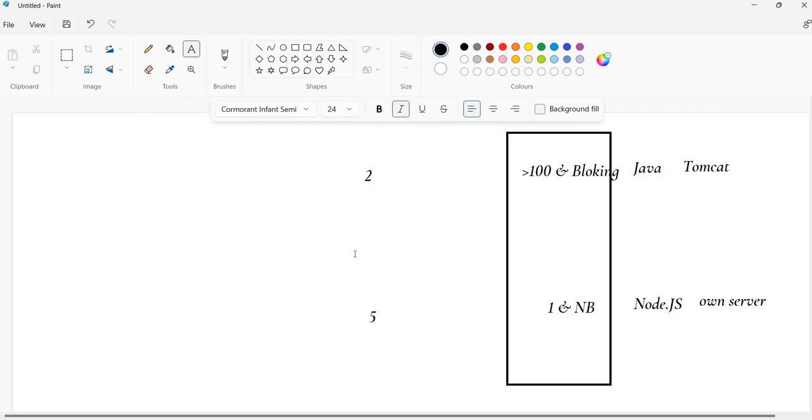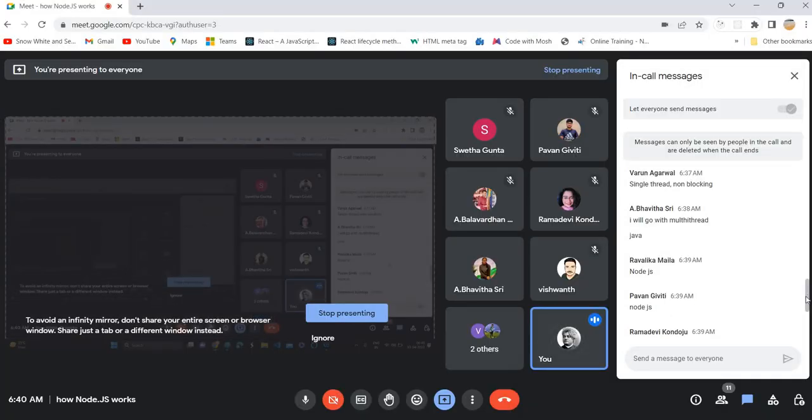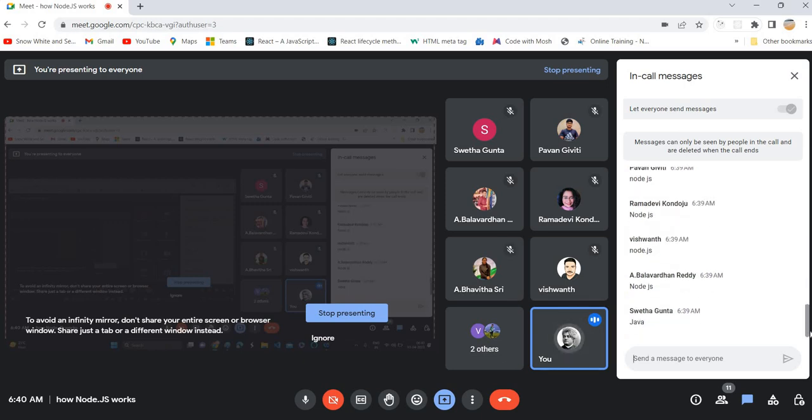But don't worry, Node.js never fails. Okay, Node.js never fails. Maybe in the hotel, that's perfect. Maybe your answer is correct. But here in Node.js, Node.js never fails. Now tell me, which one is good? Sweta, just tell me, did you also say Java from the same perspective, or do you have any other idea?